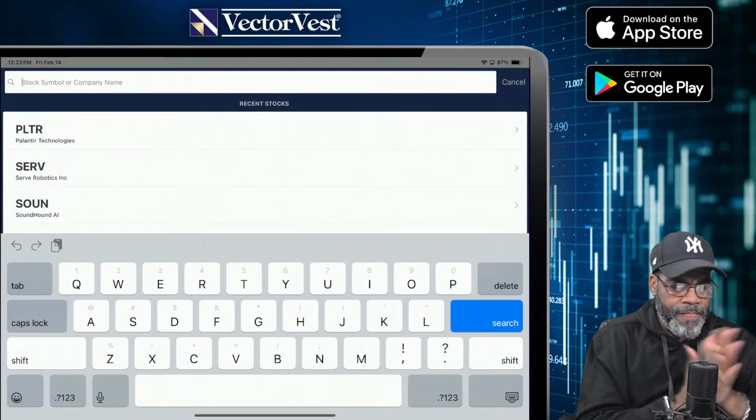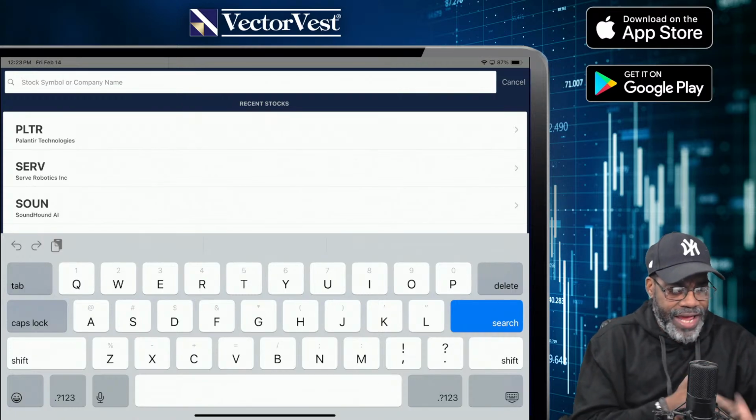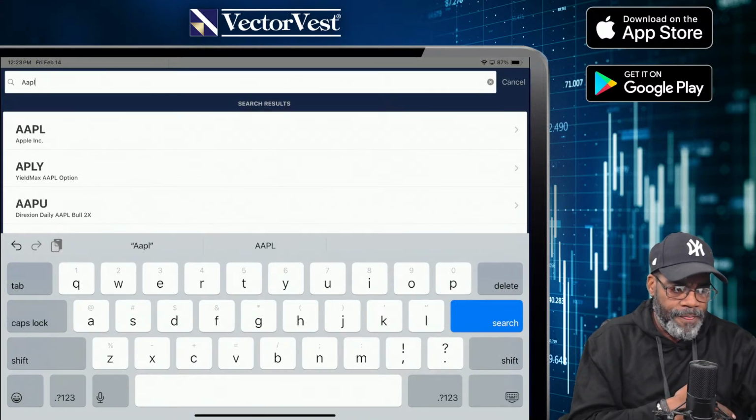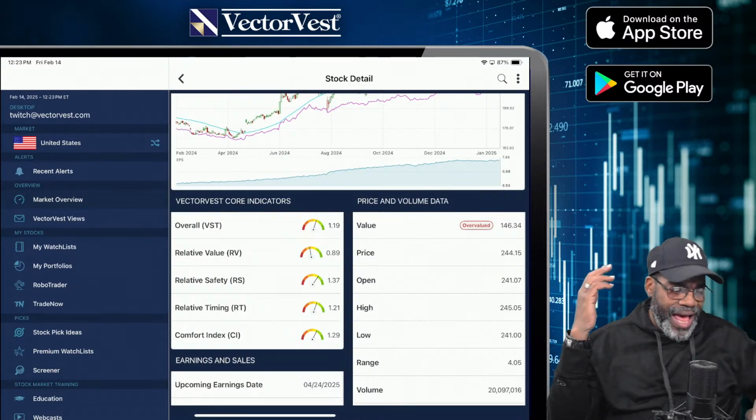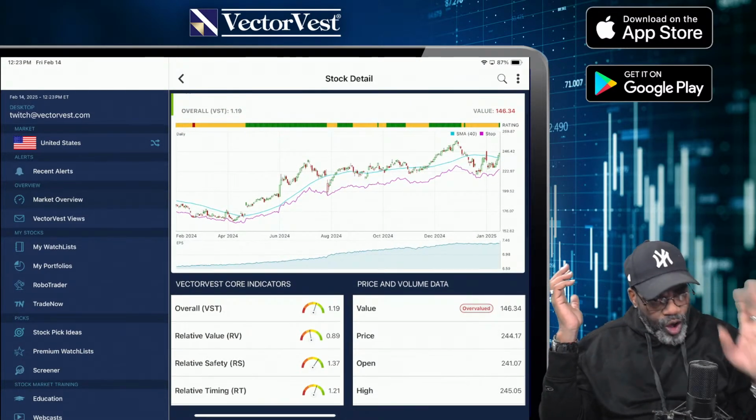Let's go look at another stock. Let's go look at Apple, AAPL. Okay? Do the same thing. Short term, it's in an uptrend. CI is above 1. Long term, I like Apple.